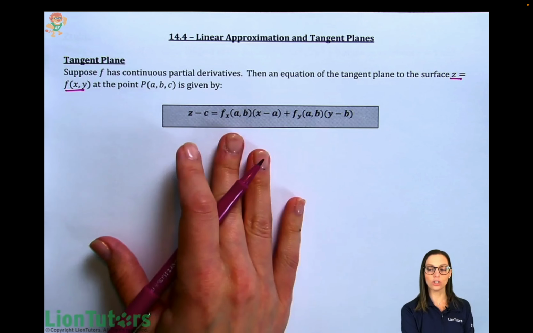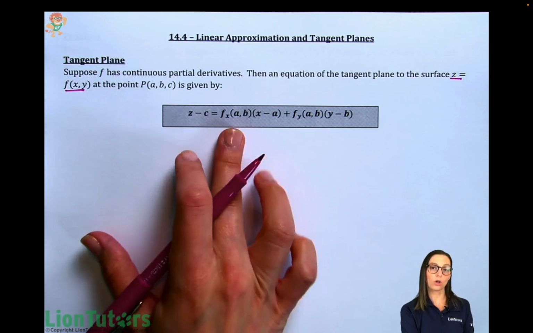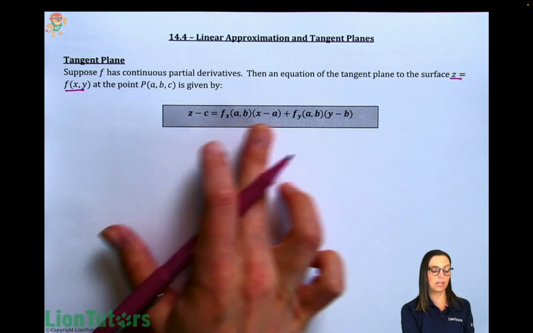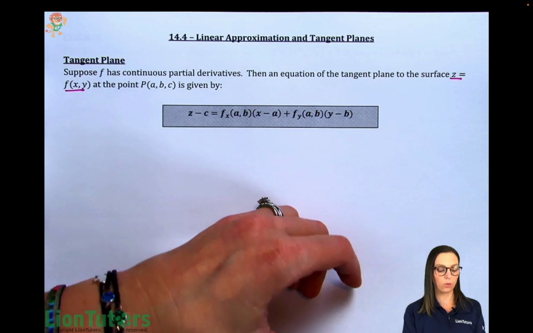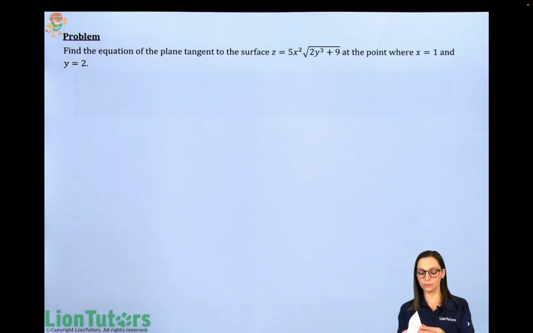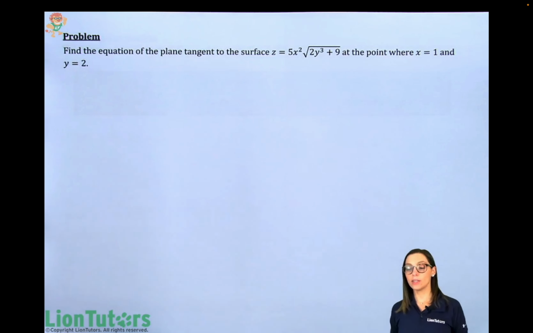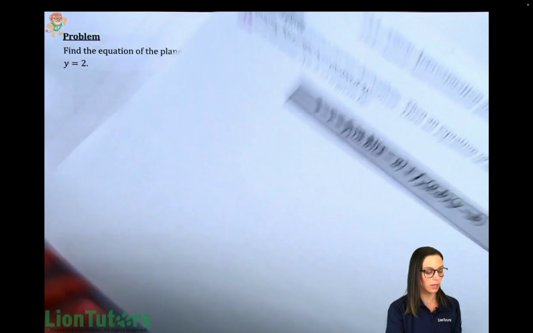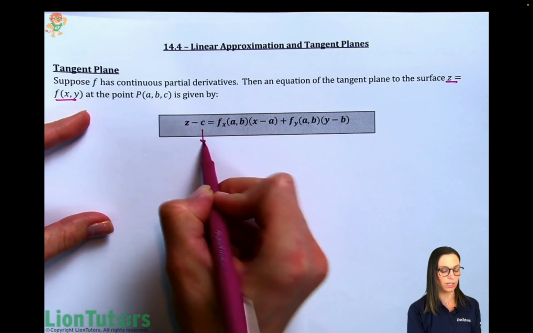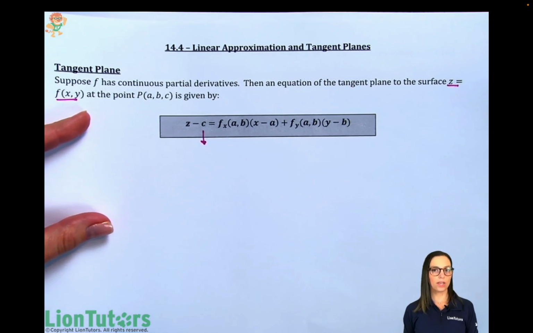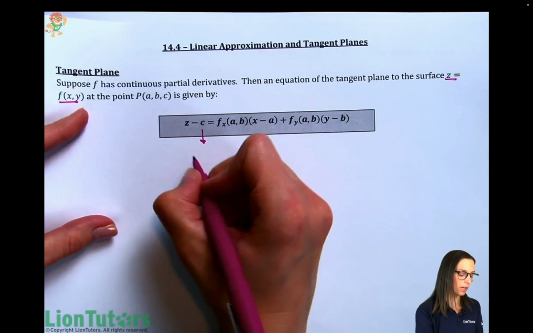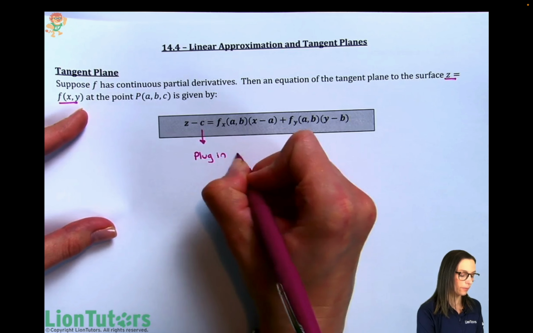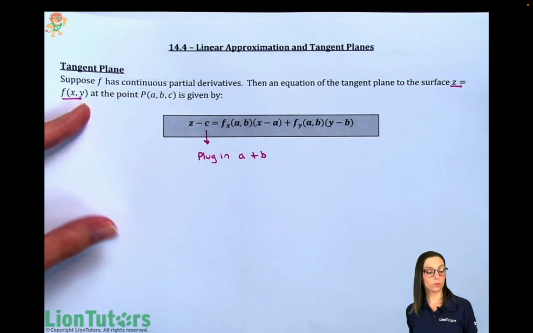Okay, this is the formula you're going to use. So what we need to do is find the partial derivative with respect to x and the partial derivative with respect to y at the given point. Let's do an example. All right, this one says find the equation of the tangent plane to this surface at the point where x equals 1 and y equals 2. Okay, the first thing that I want to do is find out what this c value is. So in other words, when x is 1 and y is 2, find c by plugging in a and b.